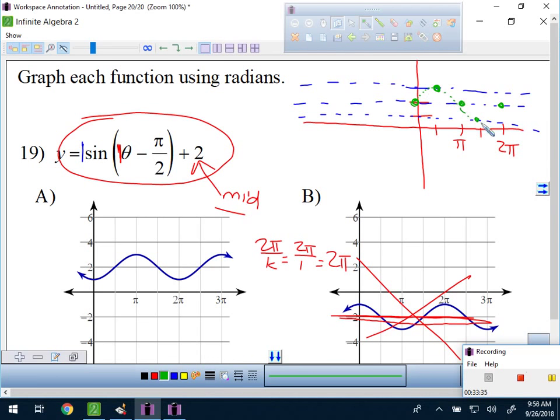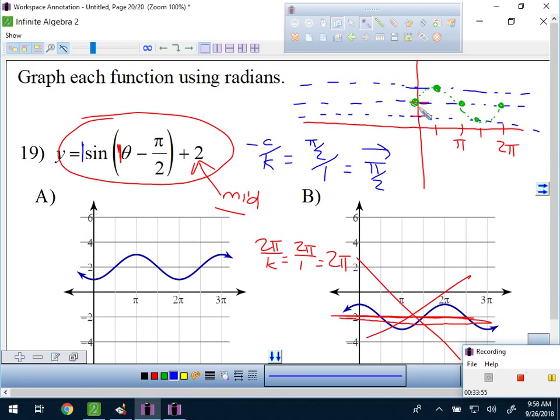Now, I'm being very liberal with this. I'm not drawing a solid line because what's the last thing I've got to take into account? Phase shift, right? So phase shift is negative C over K. C in this problem is negative pi over 2, so that's going to be pi over 2 over 1. So that gives me pi over 2, which means I shift all these points which direction? To the right, right? Pi over 2.